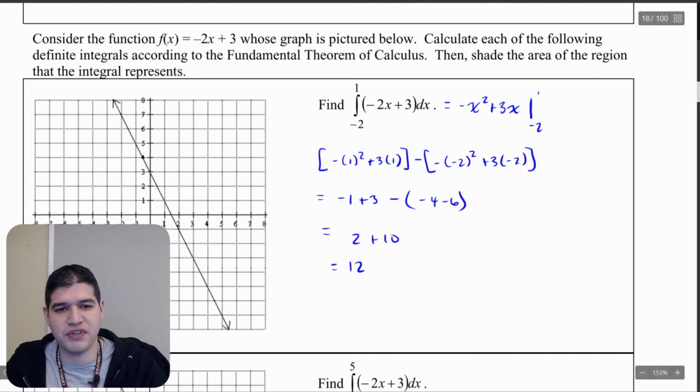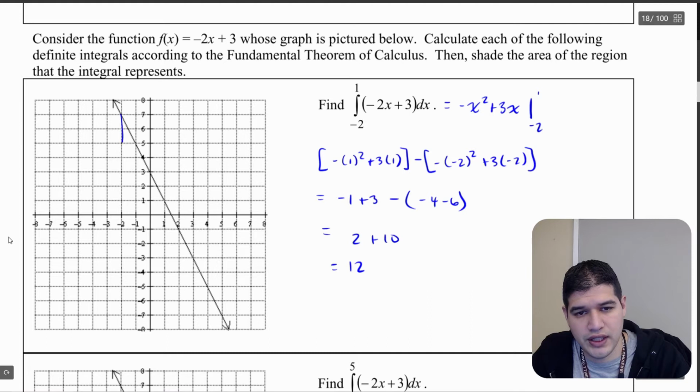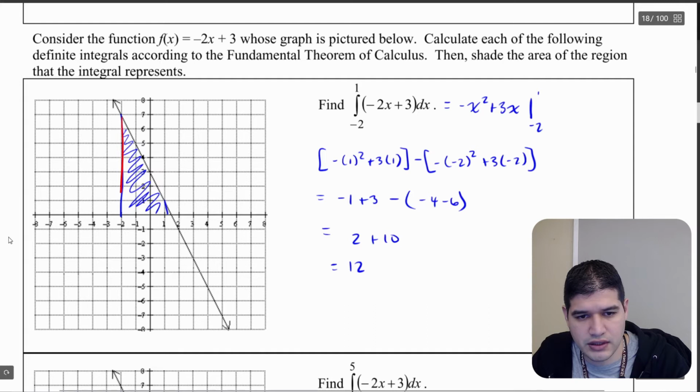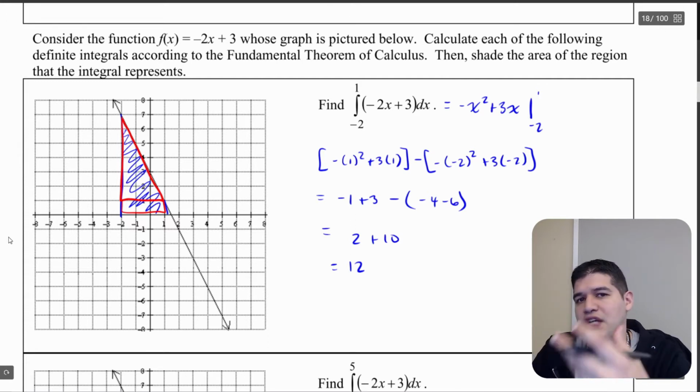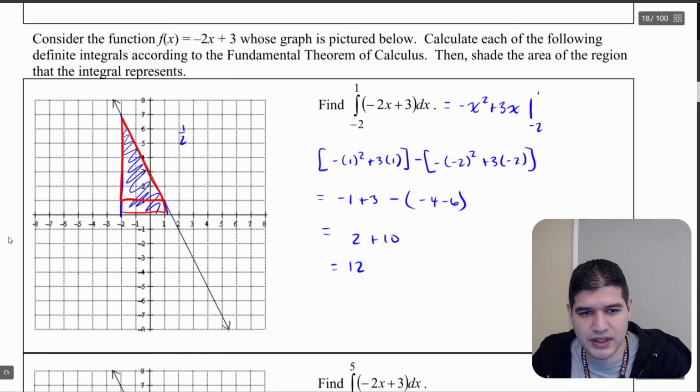Now let's find what this area represents. We're going from negative 2 to 1, so here's negative 2, and here is 1. If I shade this in, you notice that I really have two shapes: a nice triangle right here, and a nice rectangle right there. Let's see if the calculations match up with the geometry of the shape. That triangle is going to be 1/2 base times height, so 1/2, the base is 3, and the height is 1, 2, 3, 4, 5, 6. That gets me 9.